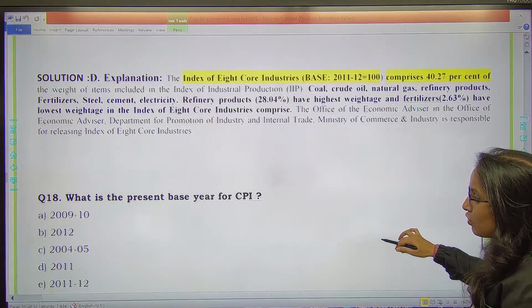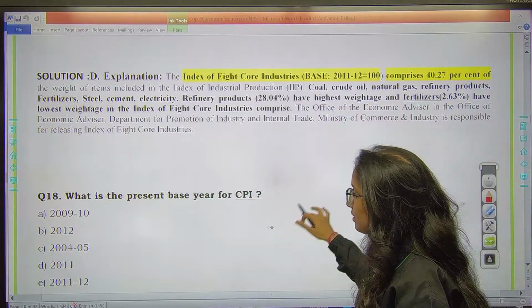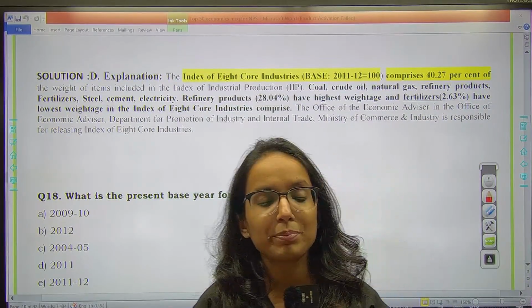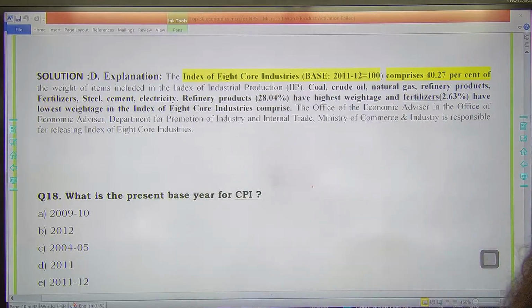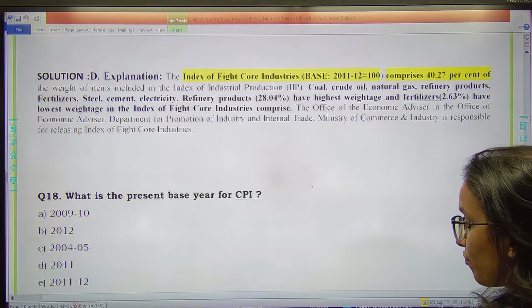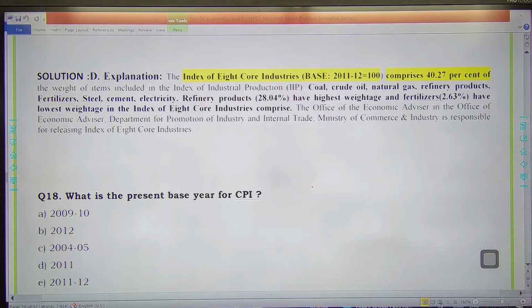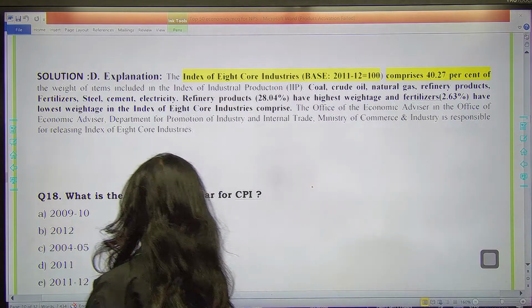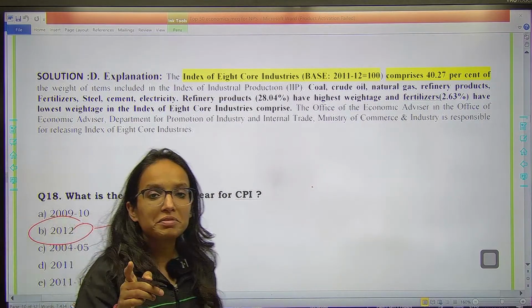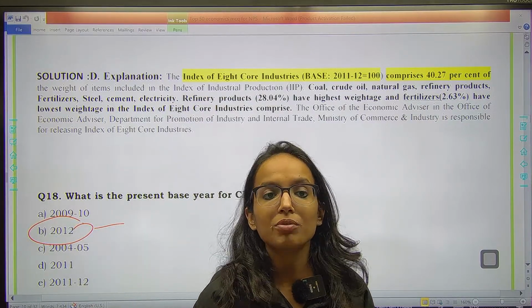देन टेल मी व्हाट इज द प्रेजेंट बेस ईयर फॉर सीपीआई? कंज्यूमर प्राइस इंडेक्स का प्रेजेंट बेस ईयर क्या है? 2009, 10, 12, 4, 5, 11 or 11, 12? What is the base year? No, not 11, 12. It is only 2012. Okay. 11, 12 किसके लिए है? GDP कैलकुलेशन के लिए, नेशनल अकाउंटिंग स्टैटिस्टिक्स.